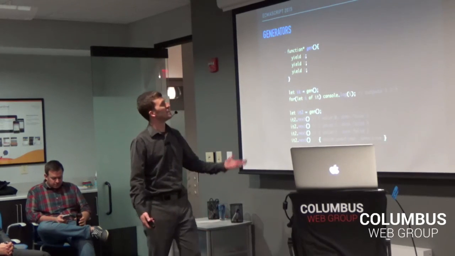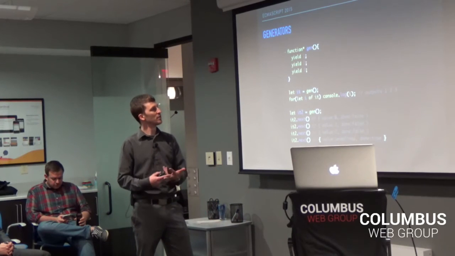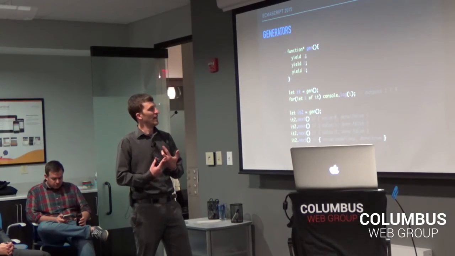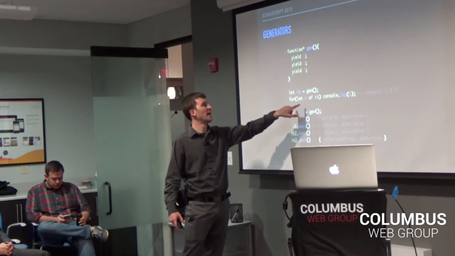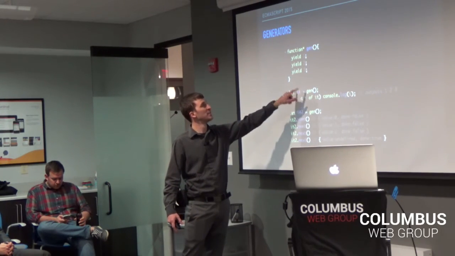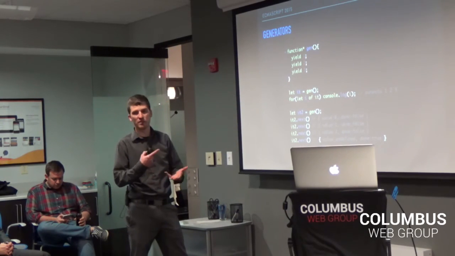So anyway, take notice of the asterisk after function. And we have yield 1, yield 2, yield 3. Then we're just going to set up a variable with that function, and we're going to do let i of it, which goes back to the function. It's going to spit out 1, 2, and 3, because we're using the for loop.